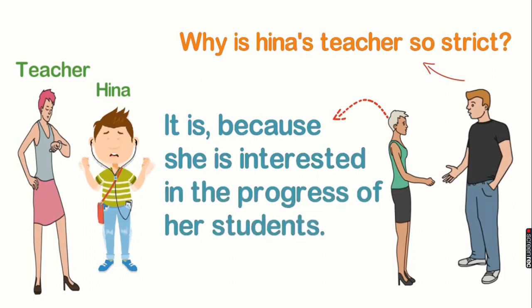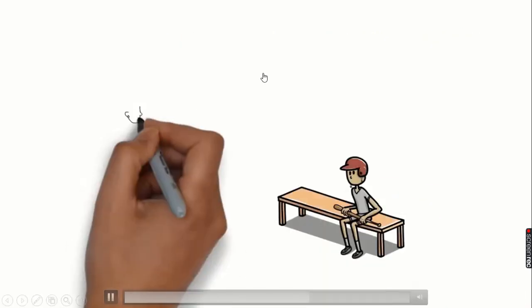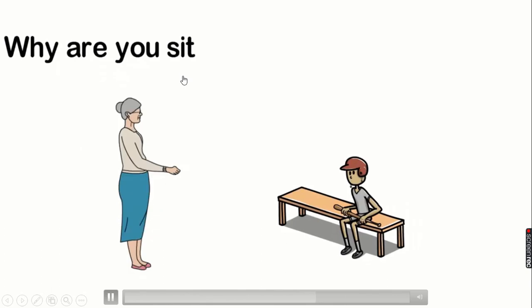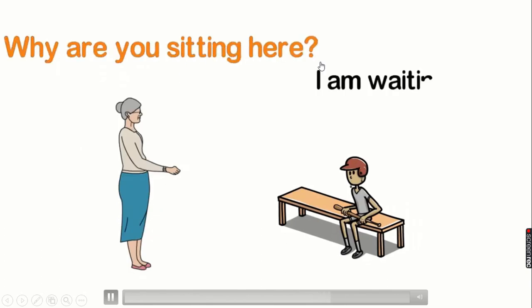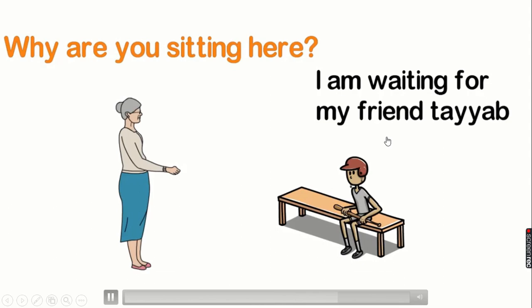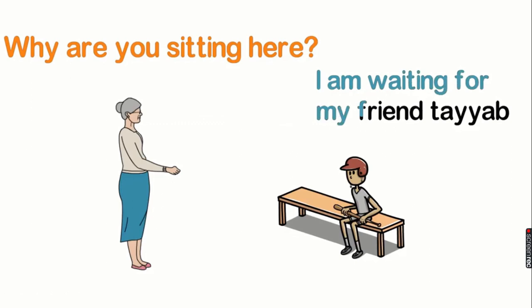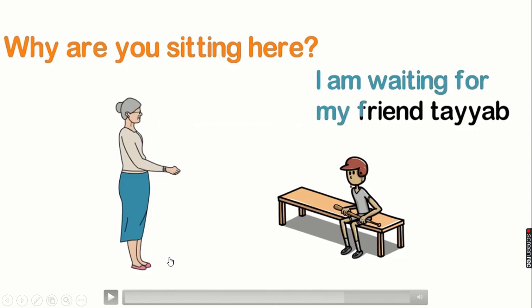Now let's move on to the next question. Why are you sitting here? I am waiting for my friend. So you can just say directly the answer, I am waiting for my friend. Or you may also say it like, I am sitting here because I'm waiting for my friend.